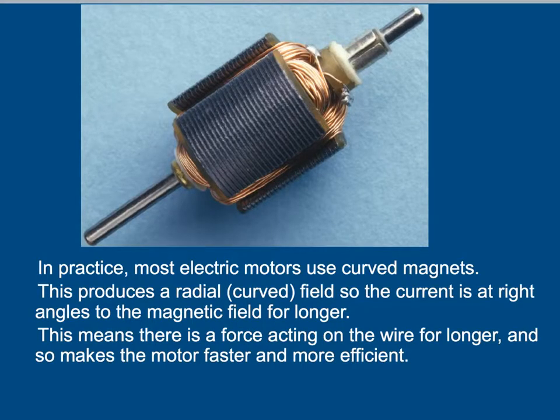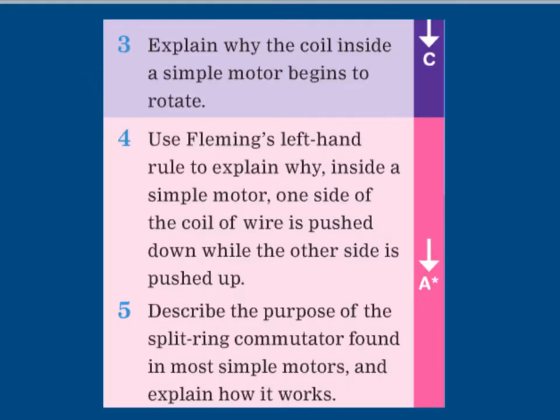In practice, most electric motors use curved magnets. This produces a radial or a curved field. This means that current is at right angles to the magnetic field for a longer period of time. This means that there's a force acting on the wire for a longer period of time. So it makes the motor faster and more efficient. And that brings an end to this section on magnetic fields and electric motors. If you stop the video now, you can work through these exam questions.